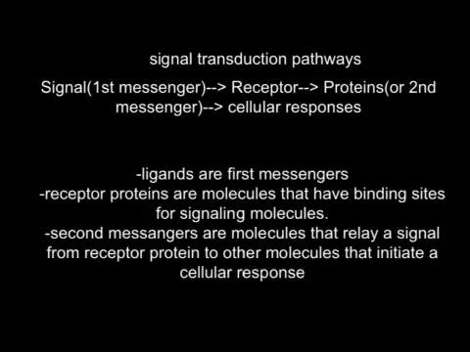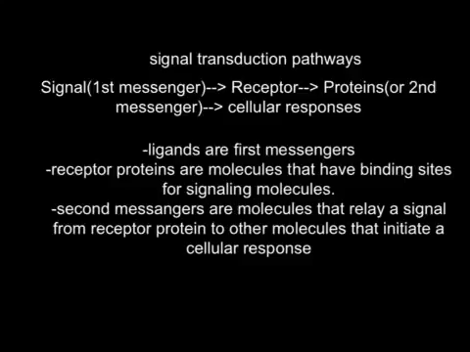Signal transduction pathways, the quick summary about it is that the first messenger sends to the receptor, then to the proteins, or the second messenger, then to cellular responses. Ligands are first messengers. Receptor proteins are molecules that have binding sites for signaling molecules. Second messengers are molecules that relay a signal from receptor protein to other molecules that initiate a cellular response.